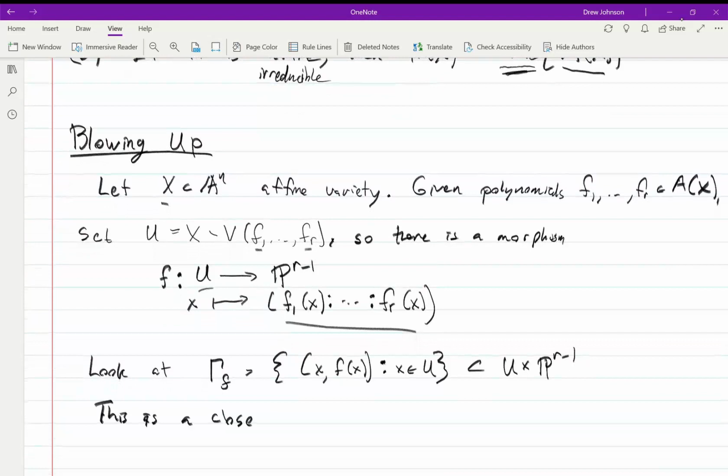A closed subset of the product. Remember, we proved that when we were talking about the separated property. So you have to use the property that the diagonal is closed, and then you can work out that that implies that the graph is closed. So you need these things to be varieties to make this work.